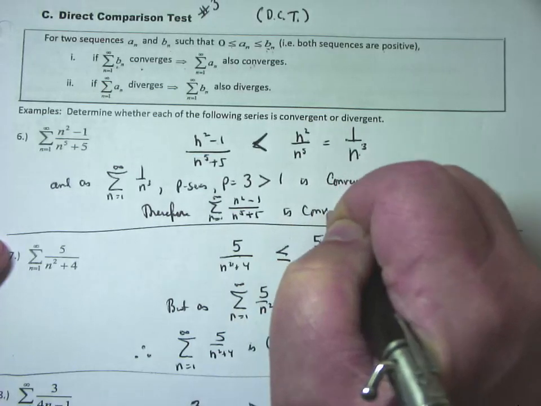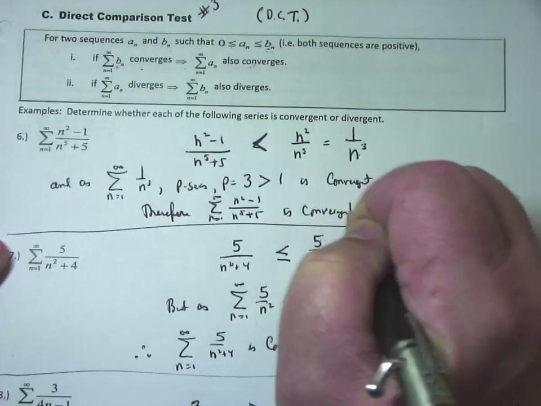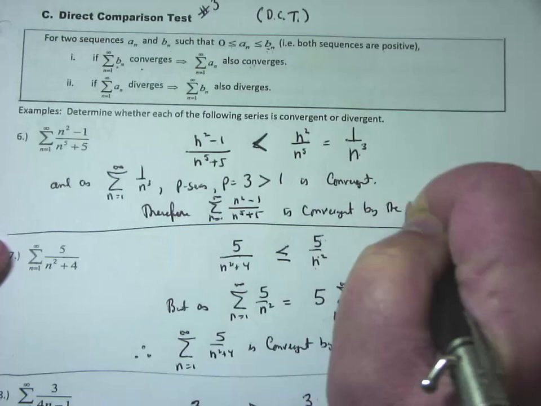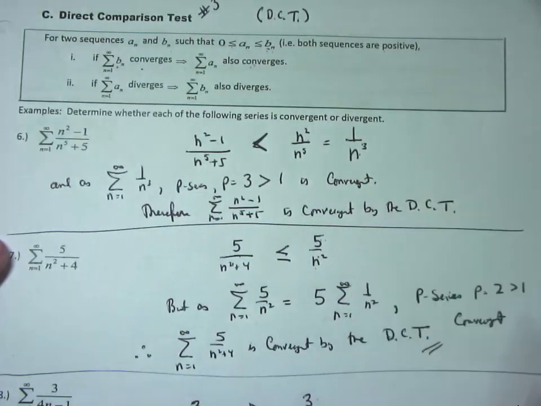The guy on the top converges. The guy on the bottom converges. It is convergent by the direct comparison test. But notice how I had to get it down to the n squared over n to the fifth and reduce it to 1 over n cubed to show you it's a P series. That's what we're comparing to.